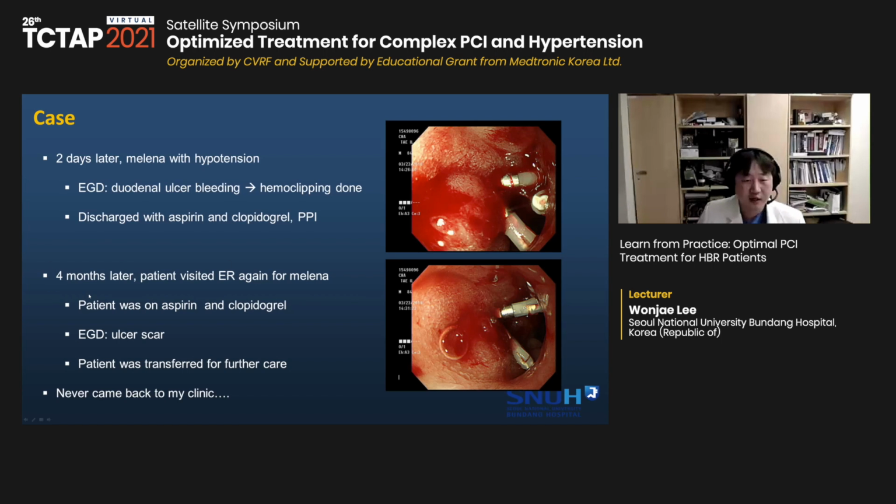However, 4 months later, the patient visited the ER again for melena, and yes, the patient was still on aspirin and clopidogrel. Gastroscopy showed only a scar, but the patient had a recurrent event of melena, and we had to transfer this patient to another hospital for further care. But unfortunately, I could never see him at my clinic again.